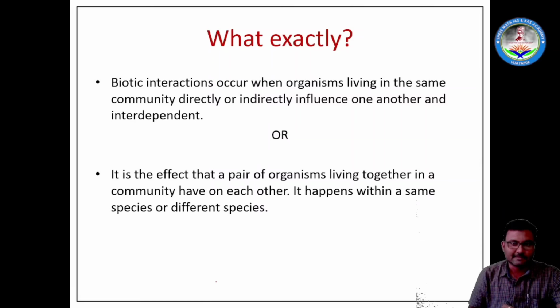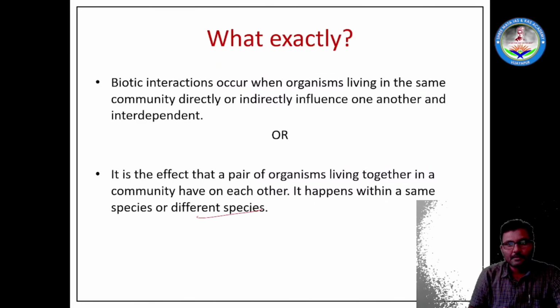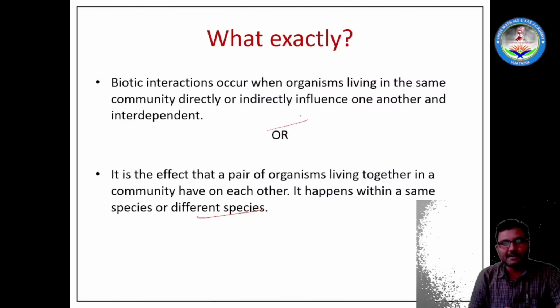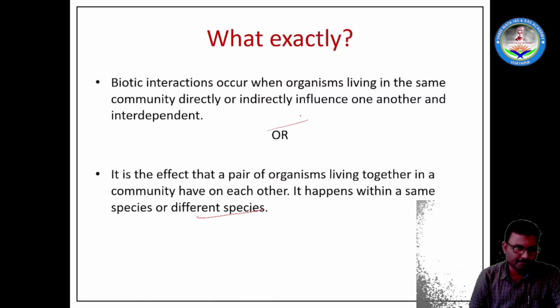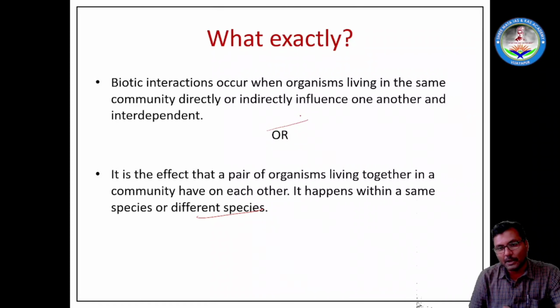What exactly is biotic interaction? Biotic interactions occur when organisms living in the same community directly or indirectly influence one another and are interdependent. Or it is the effect that a pair of organisms living together in a community have on each other. It happens within the same species or between different species.